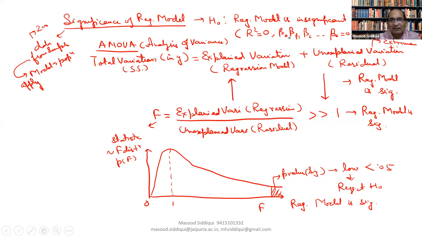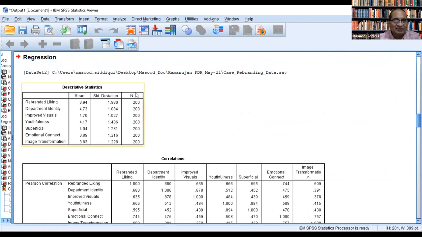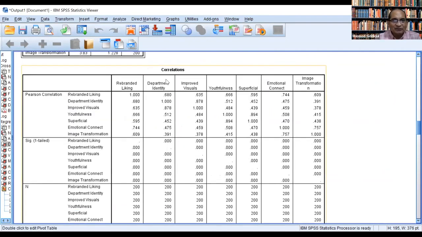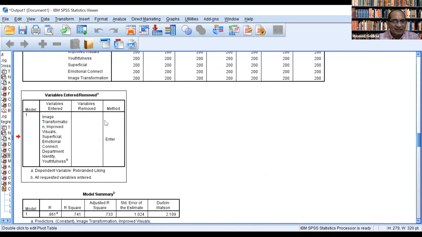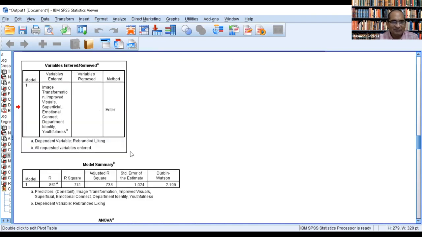Now I am sharing the output for the interpretation. So this is the output. This is the first table, which gives the descriptive values. It gives the correlation among different variables. We will discuss that when we discuss the assumptions. It tells us about the method that we have used. The method is the enter method. The dependent variable is rebranded liking, and these are the independent variables, and all these variables are entered simultaneously.